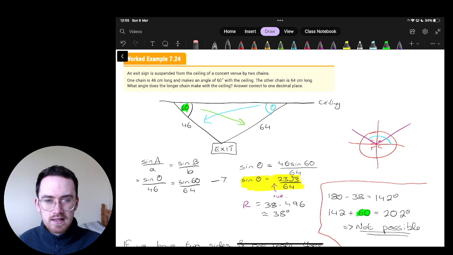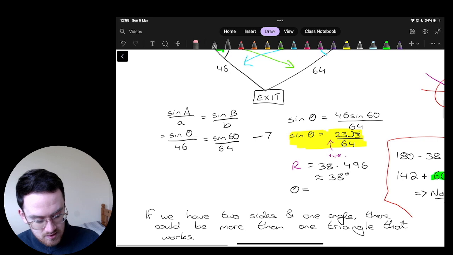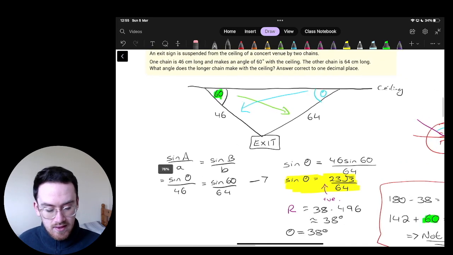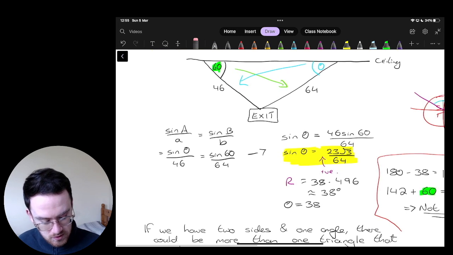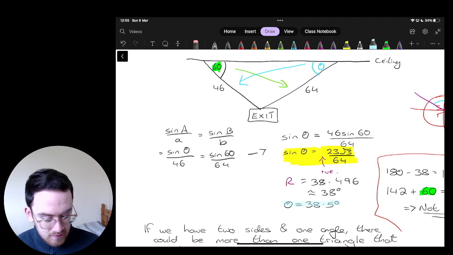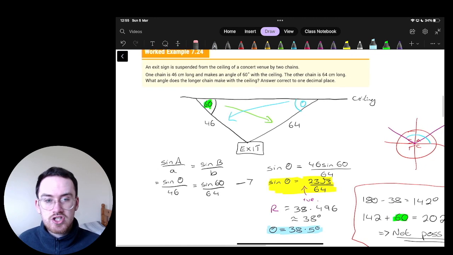We'll look at this in a little second. We'll go over the example where there are two solutions and how we would see the difference there. But going back to what we have here, theta is 38.5 degrees to one decimal place, and that's the angle made with the ceiling by the longer chain.